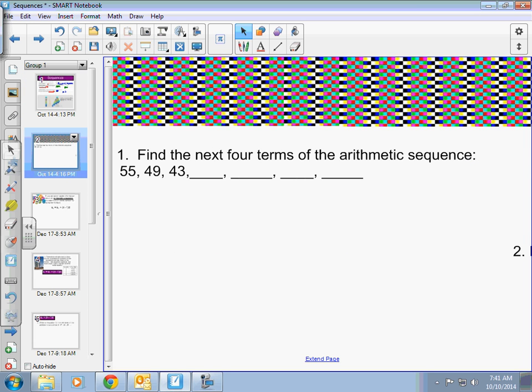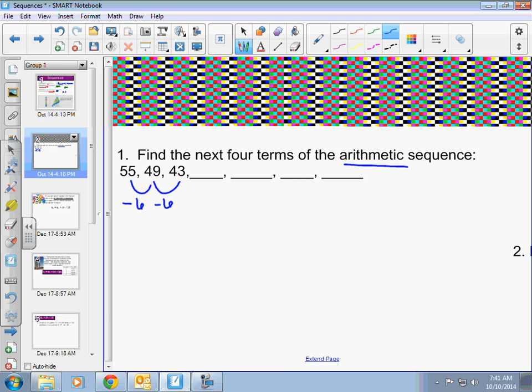So example 1, find the next 4 terms of the arithmetic sequence. What that tells me is I'm going to be adding or subtracting the same number every time. So from 55 to 49, what had to happen? I would subtract 6. From 49 to 43, I would once again subtract 6. So 43 minus 6 gives us 37. 37 minus 6 gives me 31. 31 minus 6 gives me 25. And 25 minus 6 gives me 19. So there are my next 4 terms of my arithmetic.